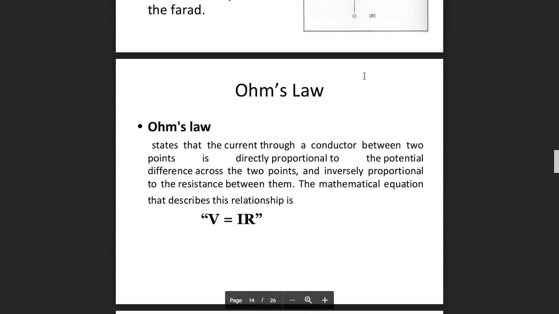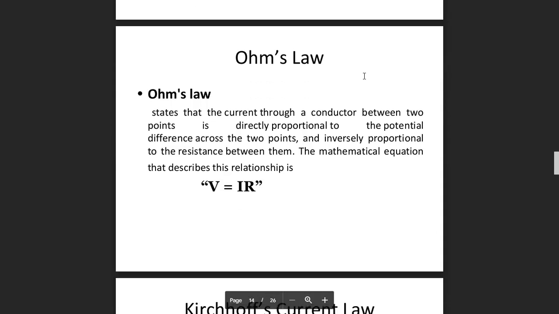Then we have Ohm's law. It shows a direct relation between voltage and current, where the resistance is kept constant. We can write the equation as V equals IR, where V is voltage, I is current, and R is the resistance of a resistor. If we keep the resistance of a resistor constant, then when we increase the voltage, the value of the current also increases, and vice versa. When we decrease the voltage, the value of current also decreases.